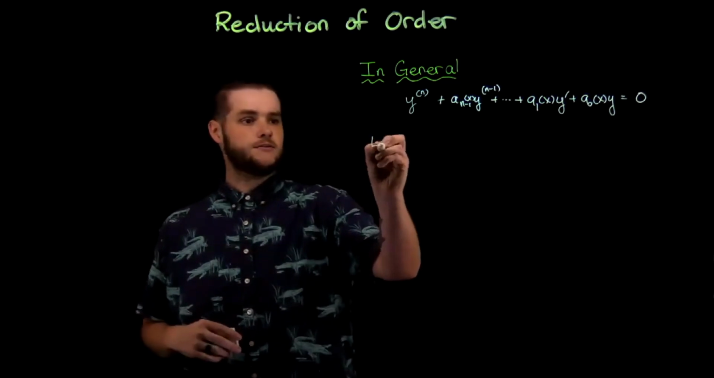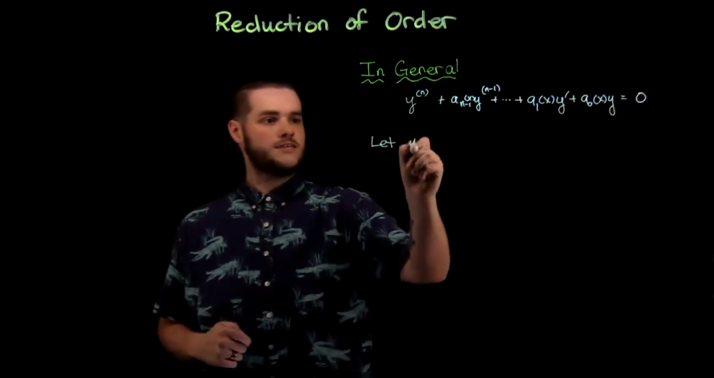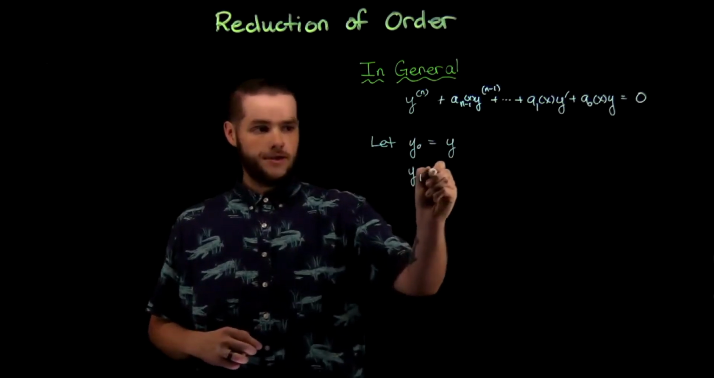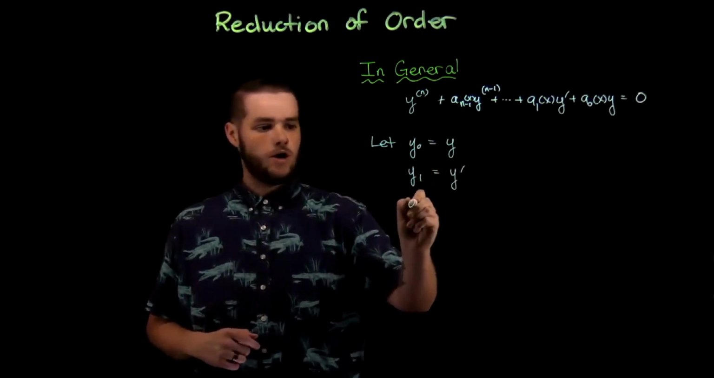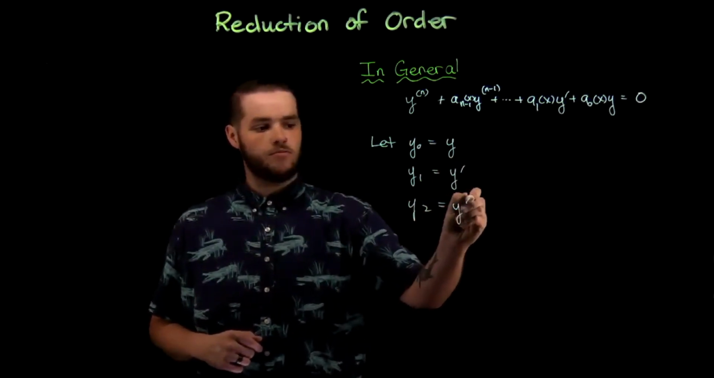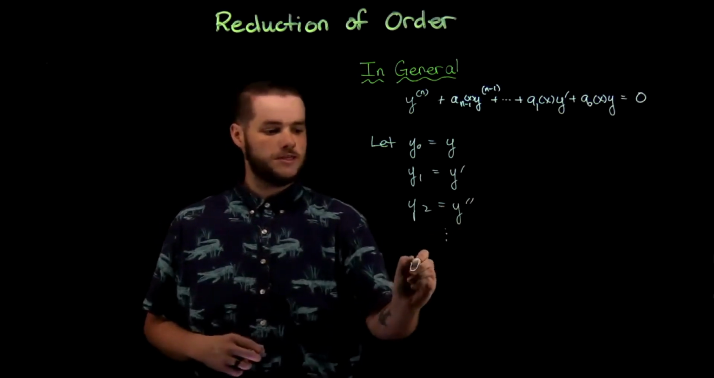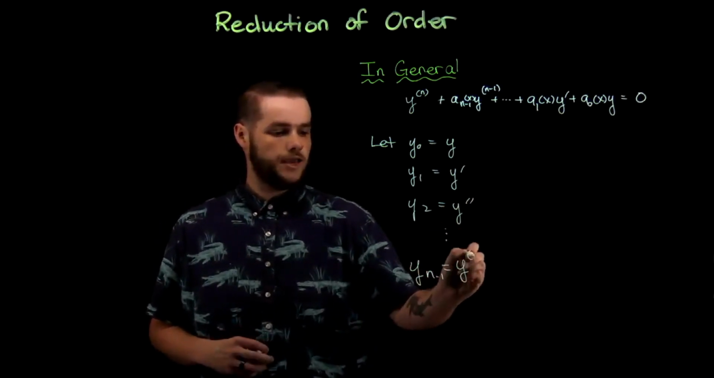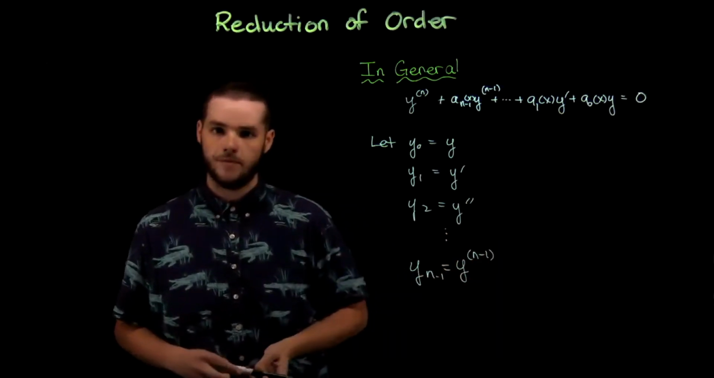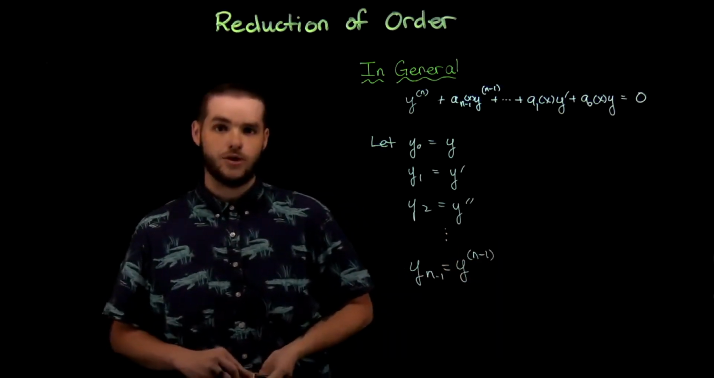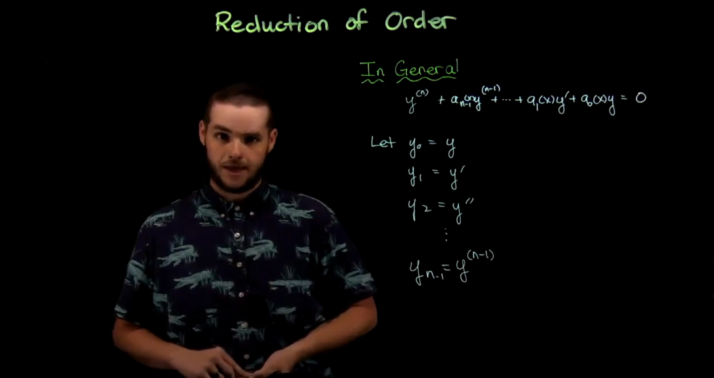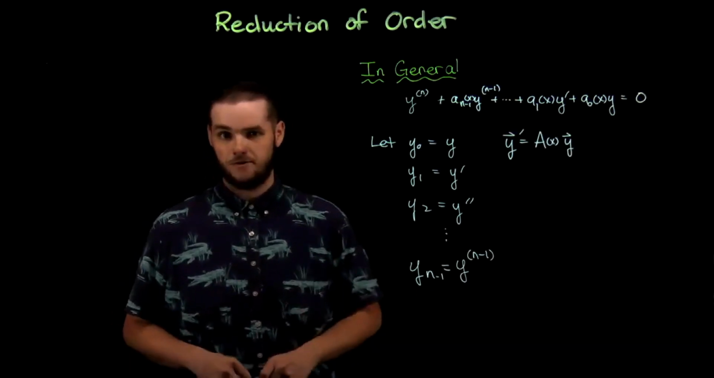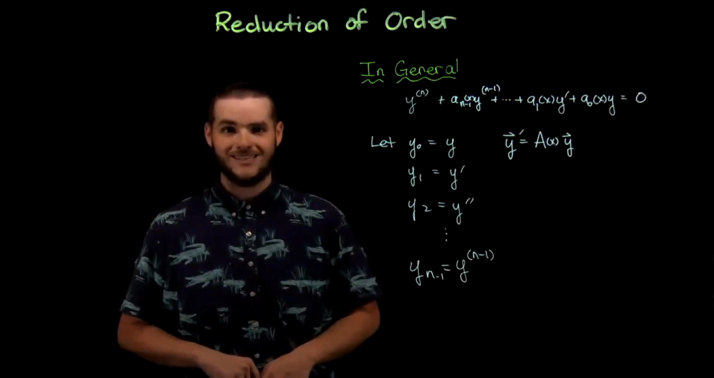I can let y0 equal y, y1 equal y prime, y2 equal y double prime, and so on and so forth until I let y n minus 1 equal the n minus 1th derivative of y. And then I can rewrite this as a first order matrix equation, or a system of first order differential equations rather than a single nth order.